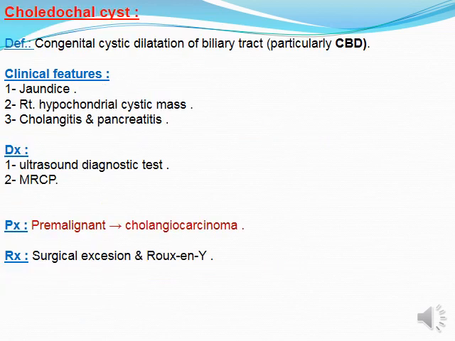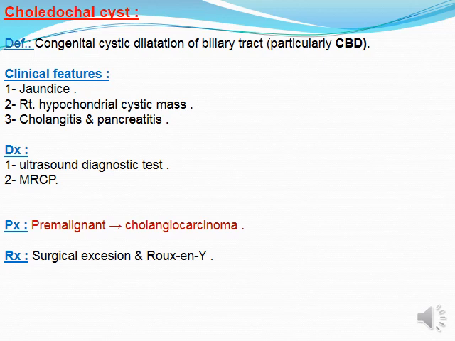Choledochal cyst definition: congenital cystic dilatation of the biliary tract, particularly the common bile duct, CBD. Clinical features: jaundice, right hypochondrial cystic mass, and lastly cholangitis and pancreatitis.